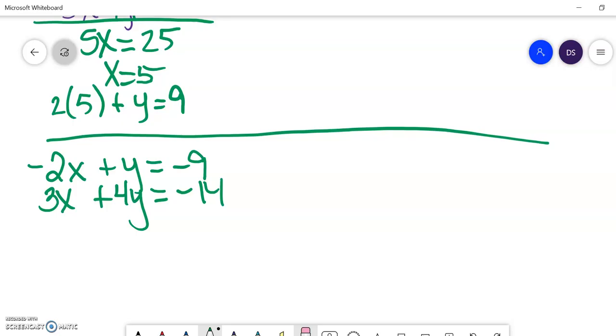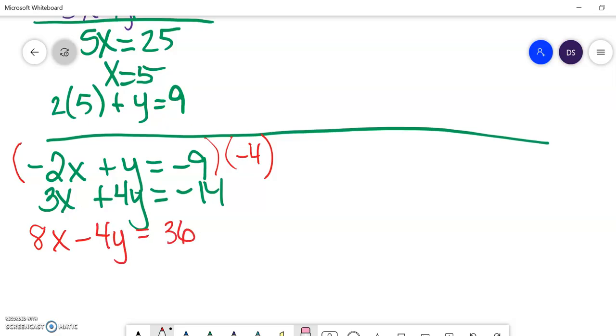So when you're looking at the variables x and y, if you wanted to cancel the x's out, you would want to make them both 6s, one negative 6, one positive 6. But it's going to be easier if you choose to cancel the y's. We have a positive 4y here, which means in order to cancel it, we want to multiply everything in that top equation, both sides, by negative 4. So it becomes positive 8x minus 4y equals 36.